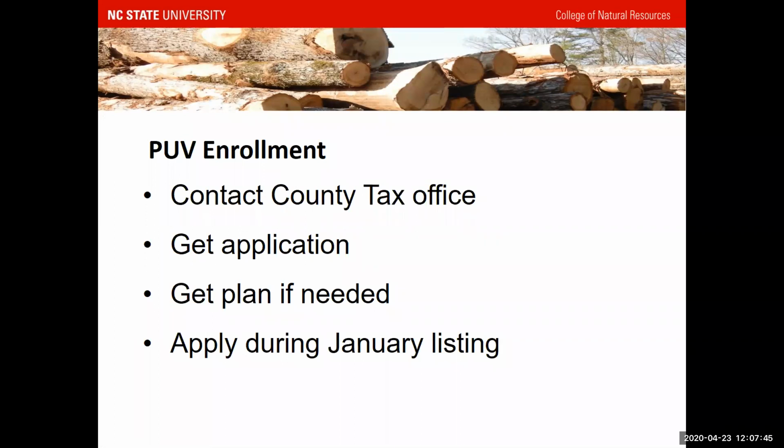You start at the county tax office. There's a 3 or 4 page application. They want to know the history, the productive capacity of the land. If it's a forestry type plan, a plan is needed at the time of application. And typically in a standard year, you apply in the January listing period.